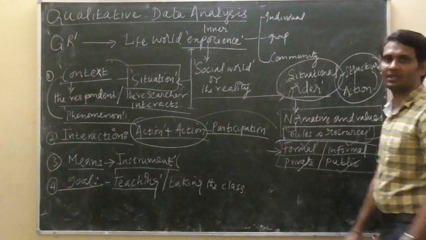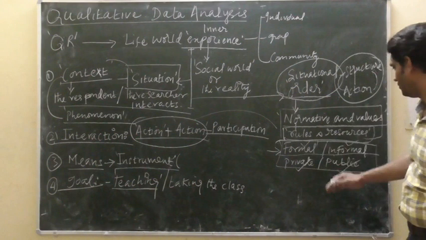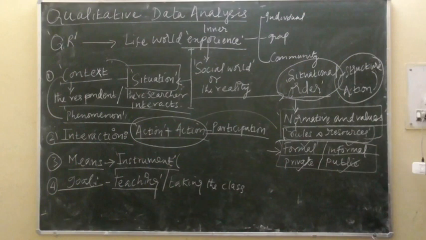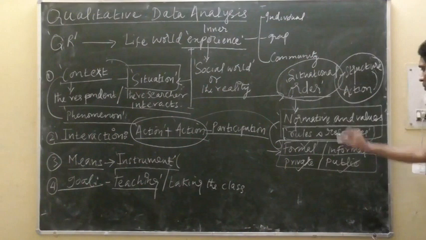Okay, because when you demarcate, for instance, whether it is a formal context or an informal context, or a private context, or in the context of the public, we are collecting the data, we are observing the situations. When you do this, then you are able to explain the normative and value orders, the rules and the resources which set the situational order.